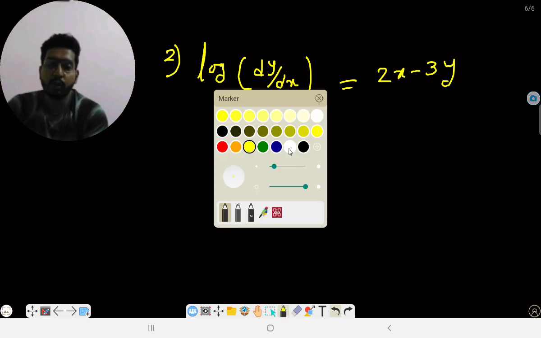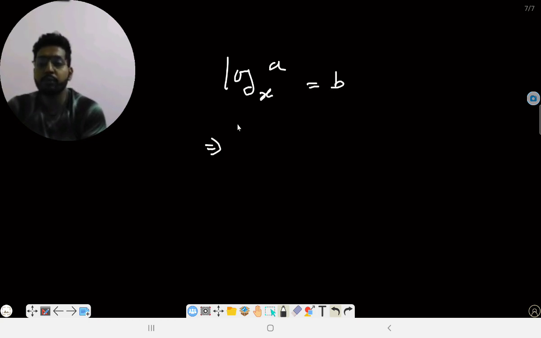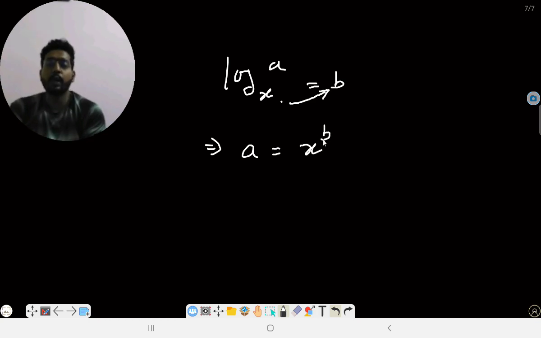Now there is a log. Since there is a log, what is the base here? If the base is not given, that means you have to take the base as e. Now here you have to use the property of log. What is the property of log? If I want to remove a log, what to do? Suppose for example there is log of a with base x equals b. How to remove the log? It will become a equals x to the power b. So that is the property of log: log of a base x equals b can be written as a equals x to the power b.